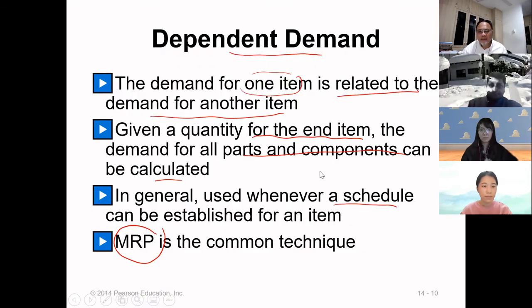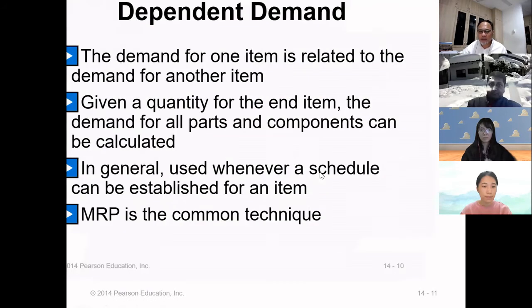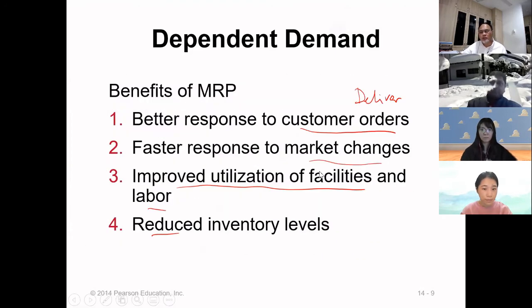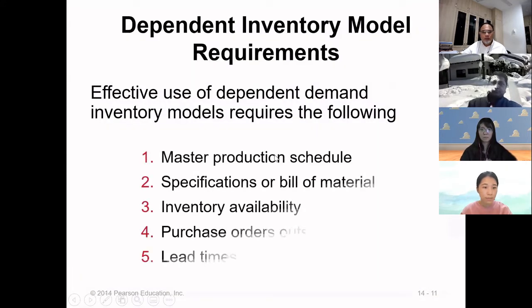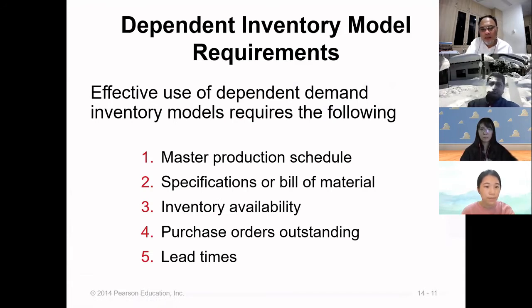Okay. I think you heard just now there is the bill of materials, the master product schedule. Those are the basic elements that are required. Now, this dependent inventory model requires the MPS, master production schedule, and the specifications or the bill of materials. So we're going to build this up. There is the product structure from which we can develop the bill of material.